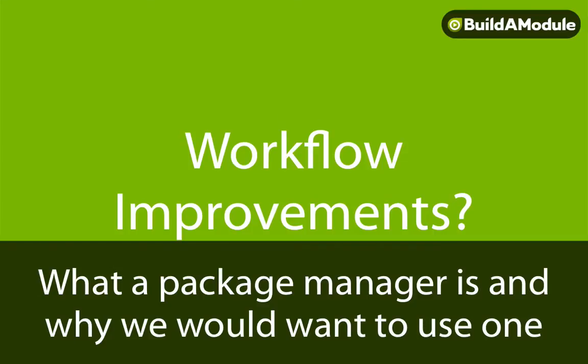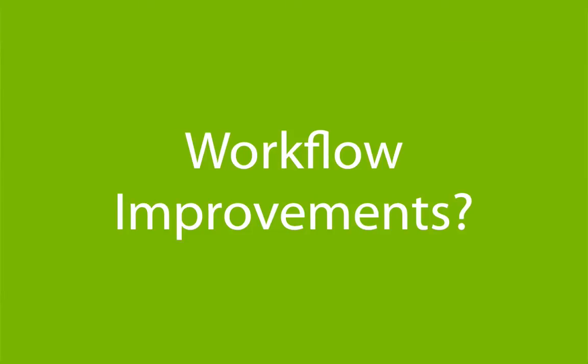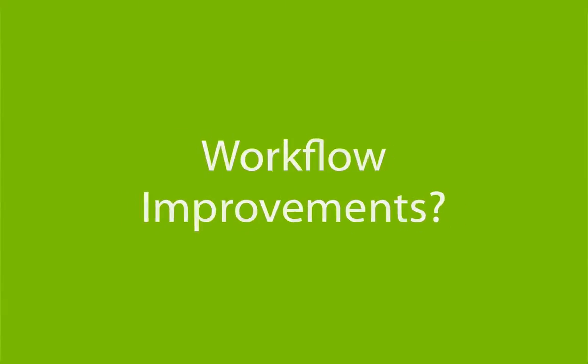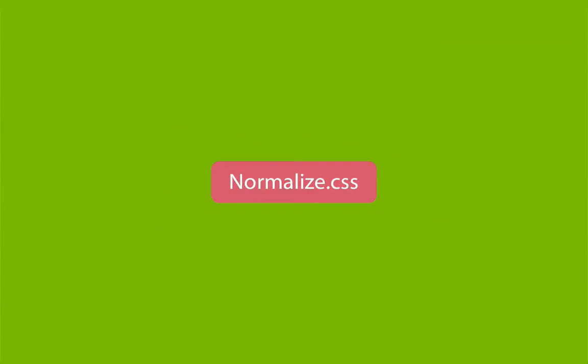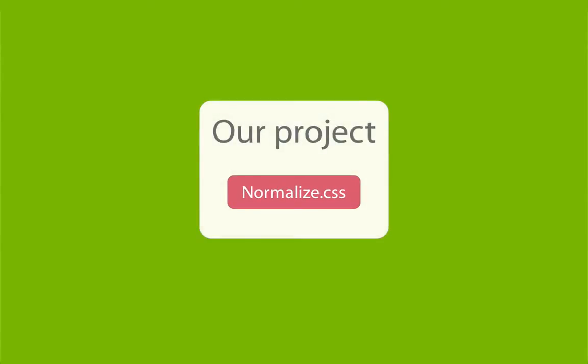Depending on what your background is, there might be a couple of things here that seem like they could be improved. For one, we're using a third-party CSS library now. We've downloaded a version of that library, and now it's part of our project. But what happens if there's an improvement to this library?